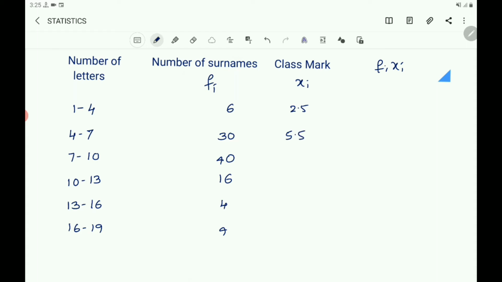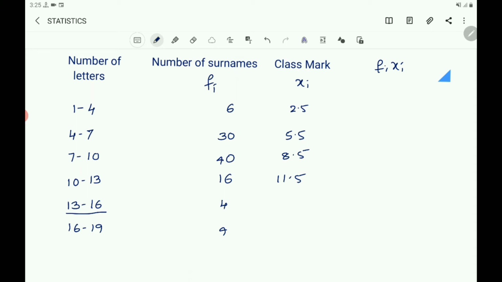Or otherwise, you can add the size of the class, that is 3. Size of the class is 4 minus 1, 3, that you can add to get the class mark of the next class. Otherwise, as usual, find the average of the upper limit and lower limit. 7 plus 10 is 17, 17 divided by 2 is 8.5, and 10 plus 13 is 23, 23 divided by 2 is 11.5.